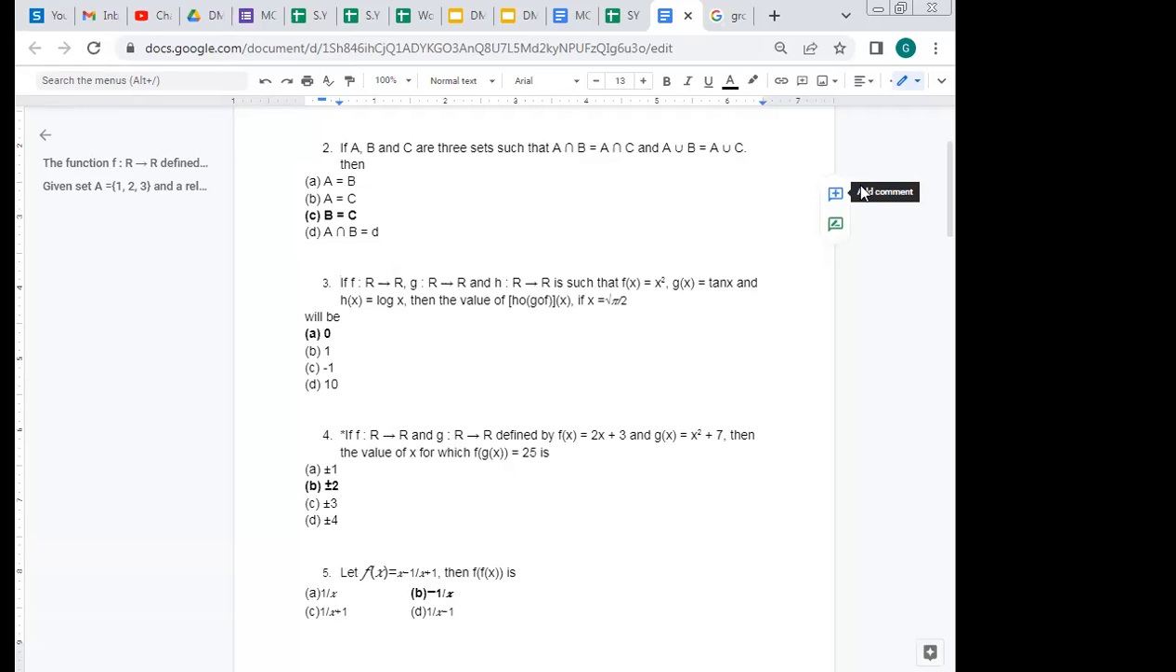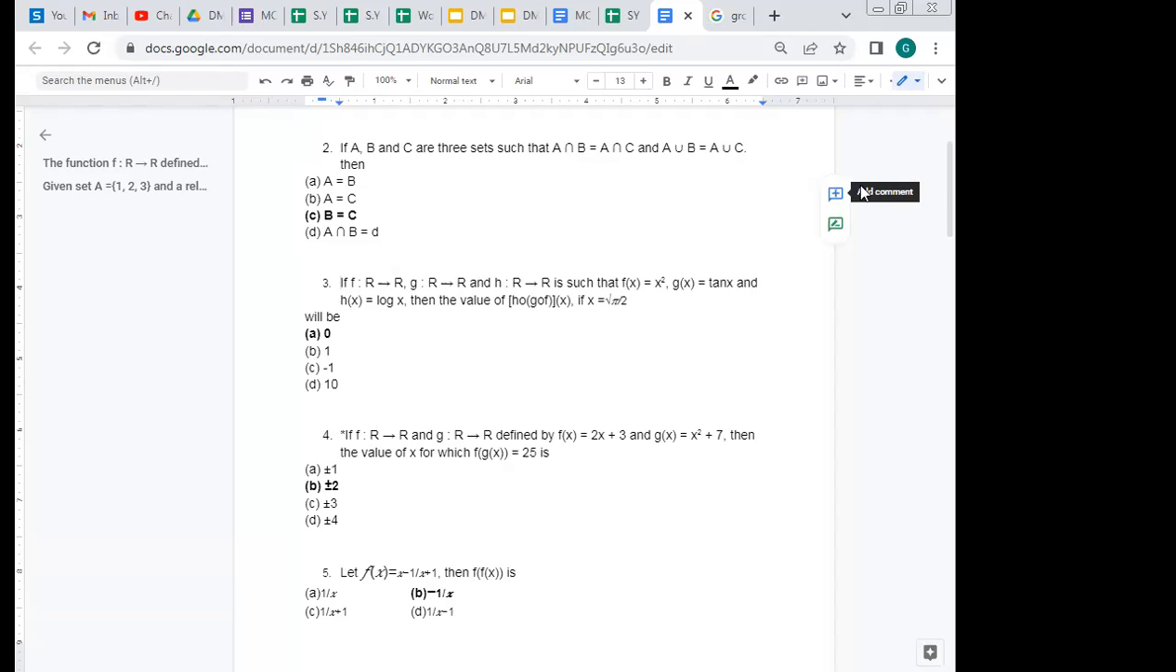Ma'am, x equal to root of pi by 4 is needed to get 0, right? Yes, x equal to root of pi by 4. But it is root pi by 2. Pi by 4, yes. It will come as, tan of pi by 4 is 1, and log of 1 is 0, correct? Tan pi by 4 is 1, no? Yes, ma'am.